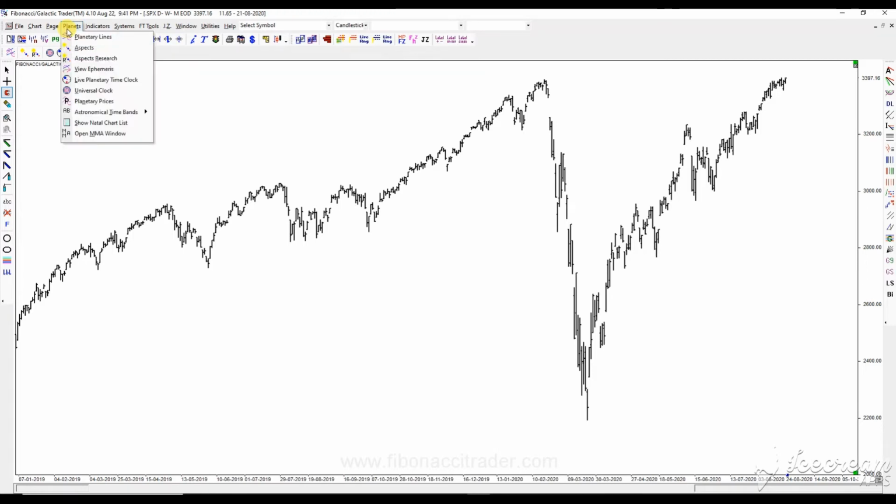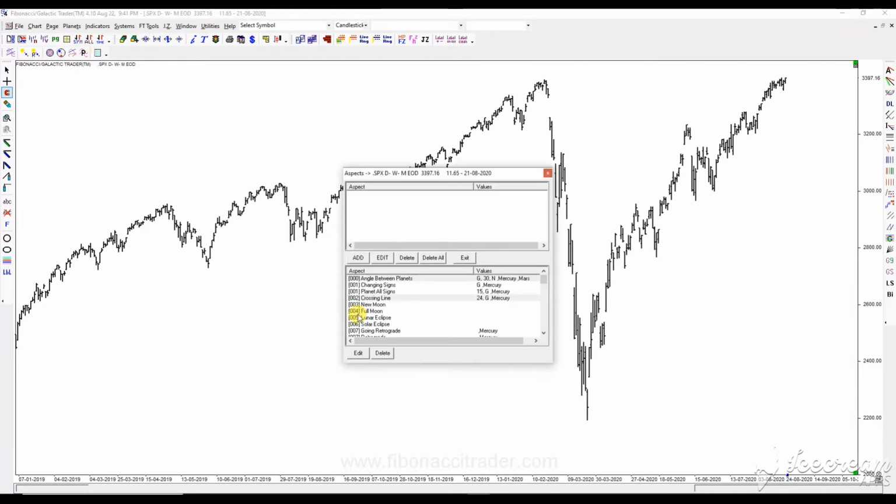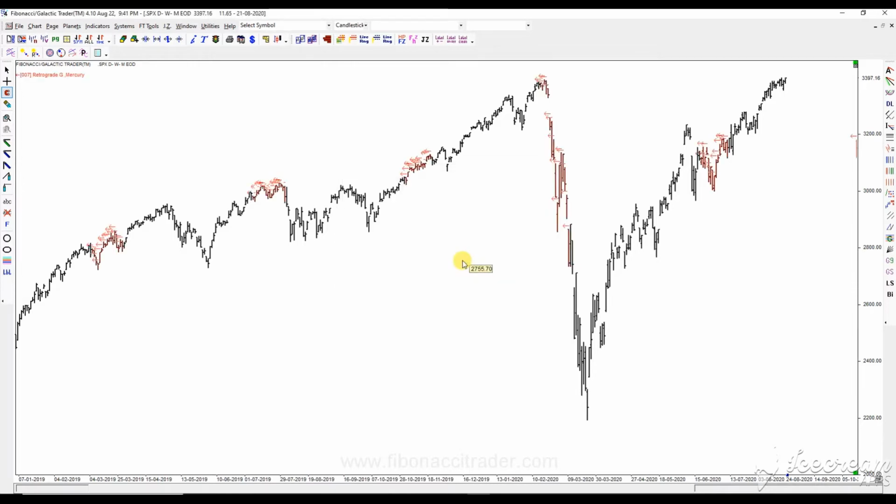So under the planet, under the aspects, this is retrograde, Mercury retrograde, exit. Okay, so this is the Mercury retrograde. It will plot throughout the history when the Mercury was retrograde.